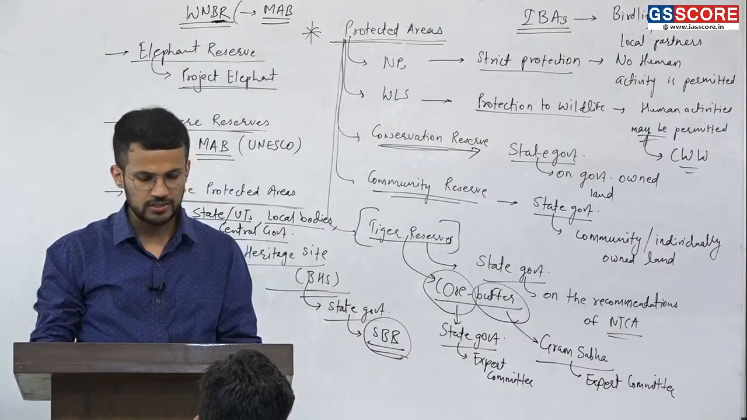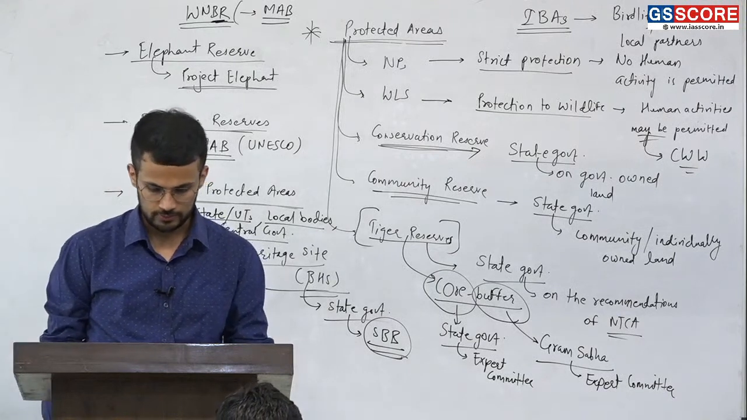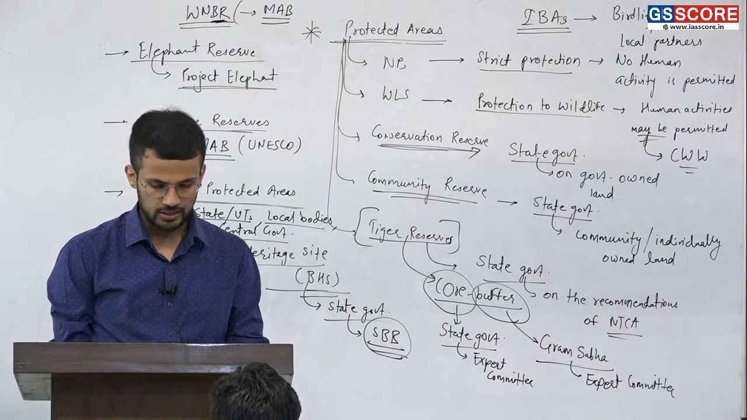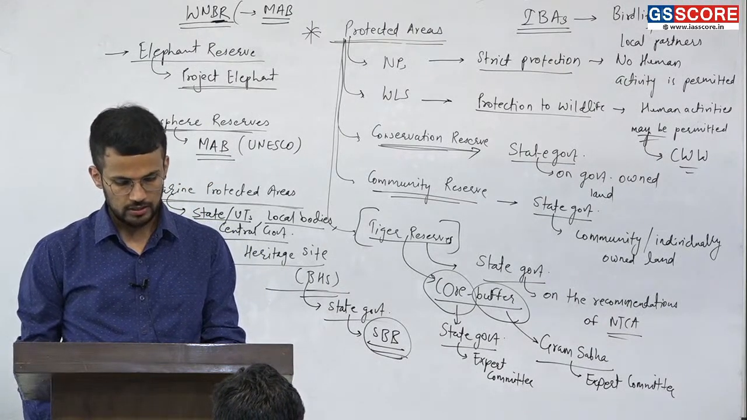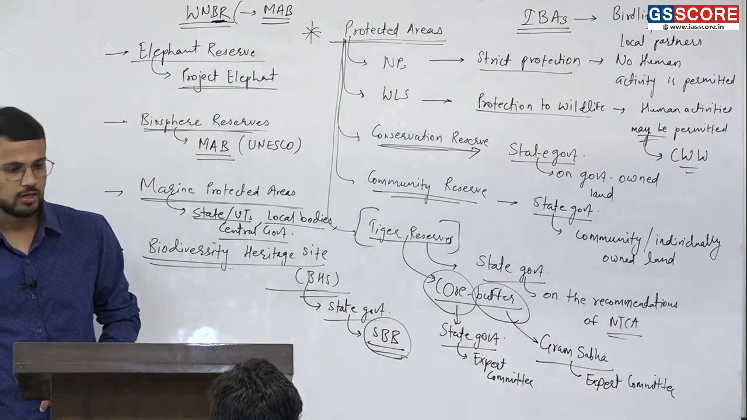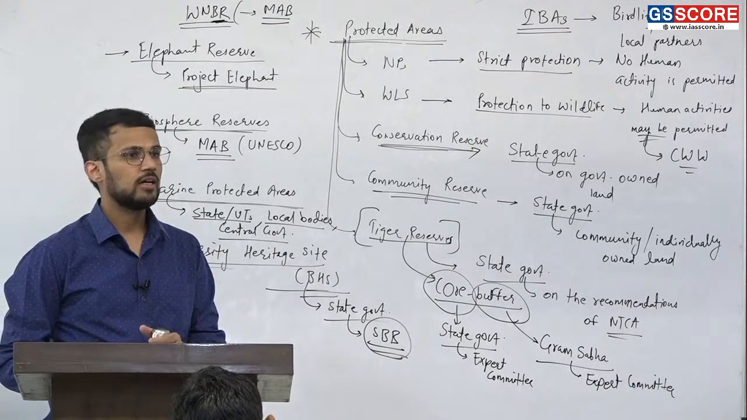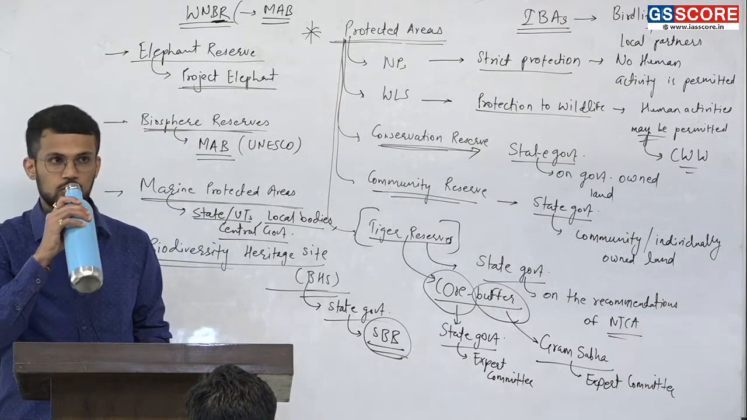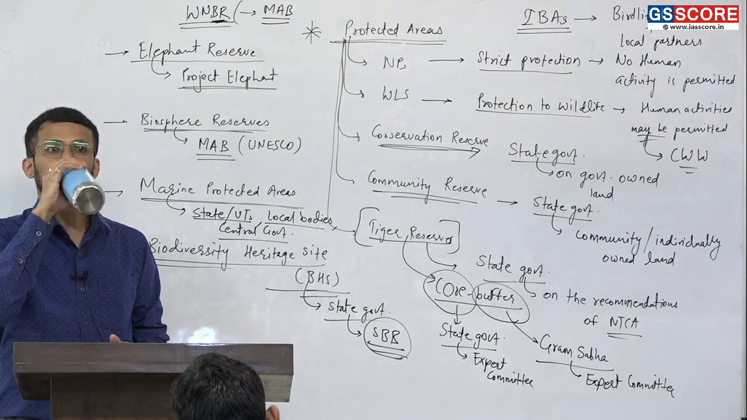Next is Khijadia Wildlife Sanctuary. Khijadia Wildlife Sanctuary, where? Gujarat. Khijadia Wildlife Sanctuary is there in Gujarat, and it was declared as a Ramsar site. Khijadia Wildlife Sanctuary in Gulf of Kutch region has been declared as a Ramsar site, right? Can you please tell me what are Ramsar sites? Wetlands.